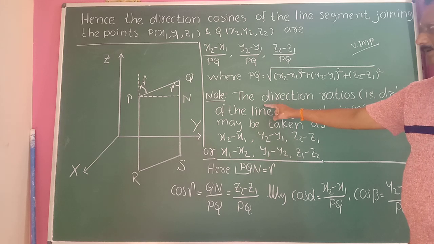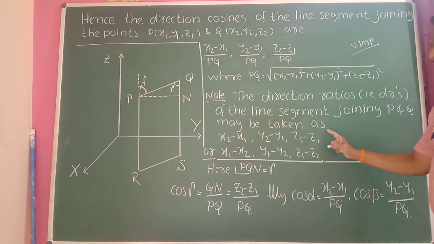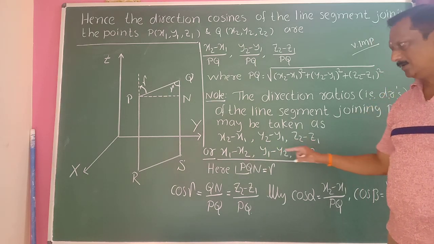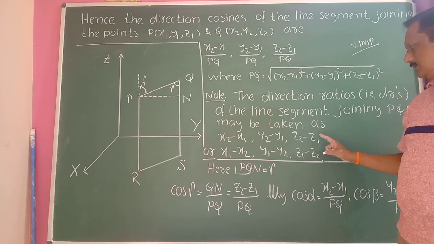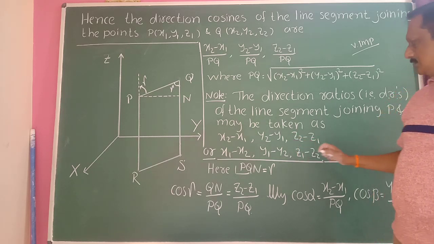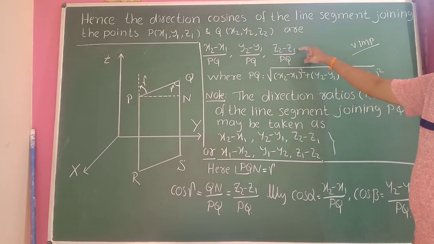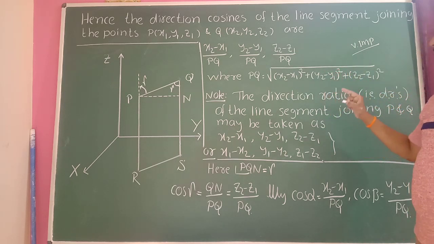Next, note this is also very important. The direction ratios of a line segment joining the points P and Q may be taken as x2 minus x1, y2 minus y1, z2 minus z1, or x1 minus x2, y1 minus y2, z1 minus z2. You can take any one of these. If you want to find direction ratios, use this result. If you want to find direction cosines, use the earlier result. These are very important results because there are so many examples on these formulas.